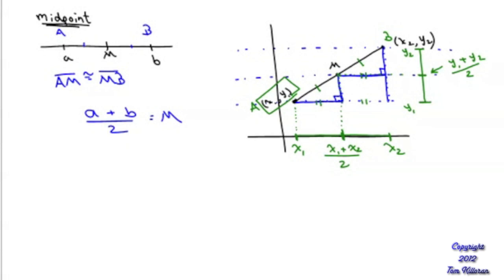So that forces the coordinate of M, in a roundabout way, to be (x1 plus x2 divided by 2, comma, y1 plus y2 divided by 2). I hate formulas. I find them useless. The easy way to remember this is to find the midpoint between two coordinates: you average the x's and you average the y's. That's all you have to do.